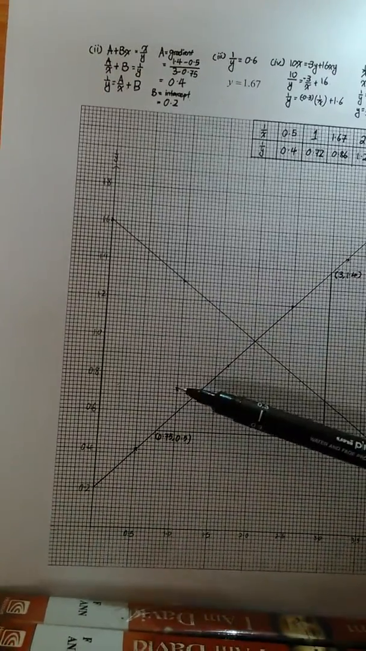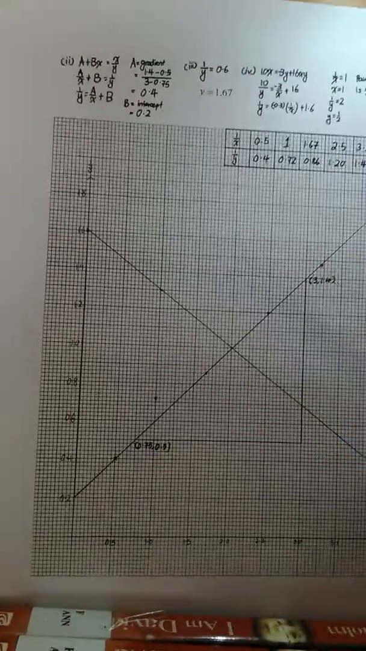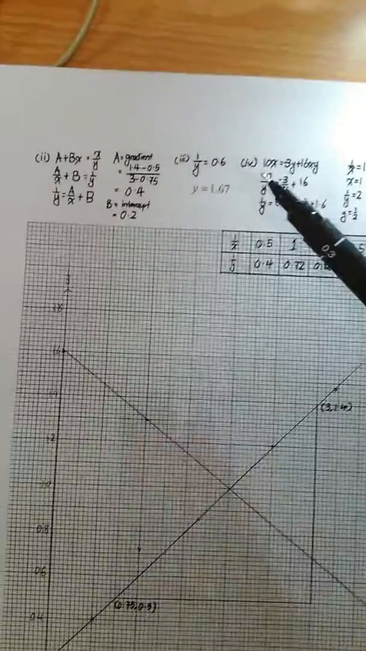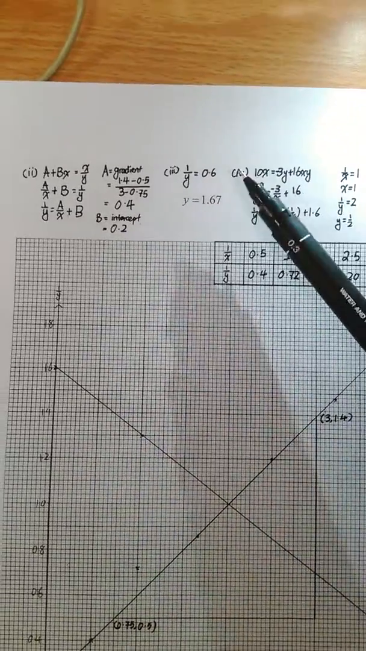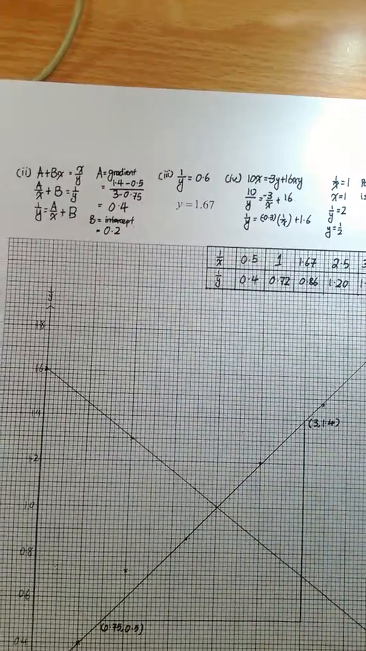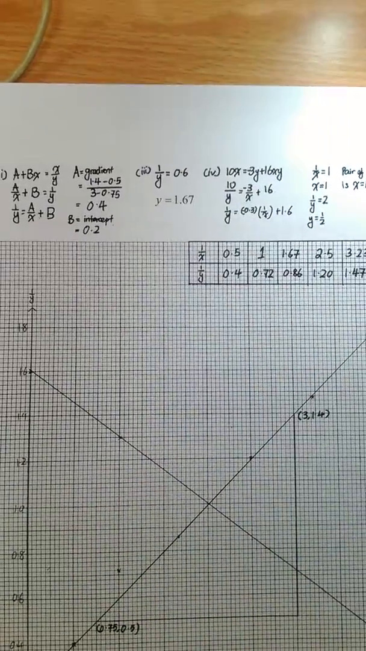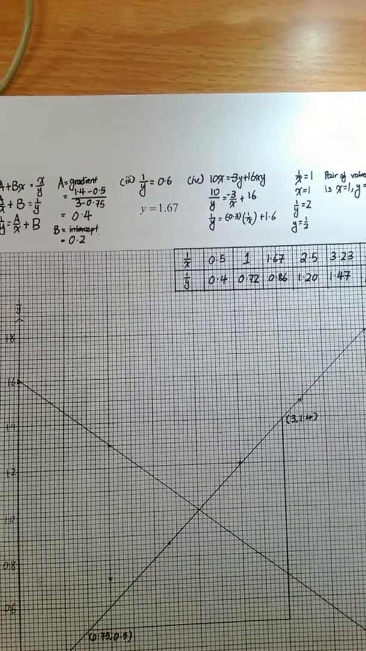Be careful down here. Many students actually wrote that the correct value of y is 0.6. Here is where I beg to differ. The correct value of 1 over y is 0.6. Therefore, if you take the reciprocal, the correct value of y should be 1.67, correct to 3 significant figures.